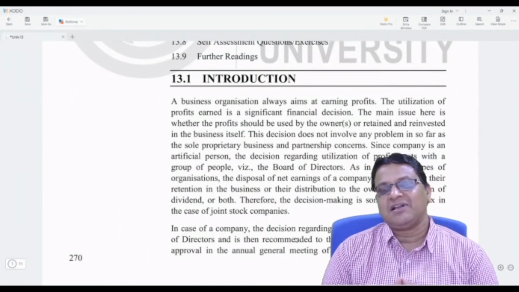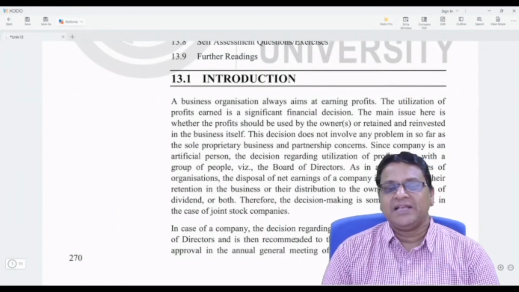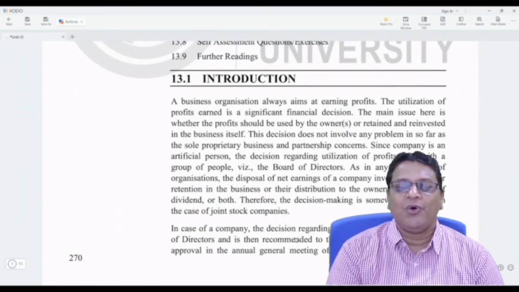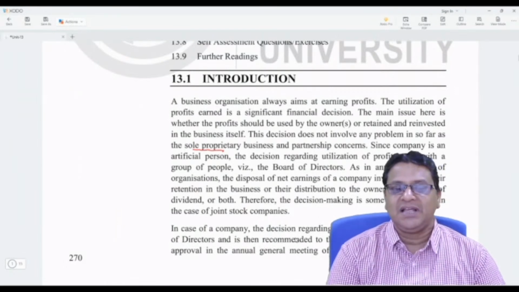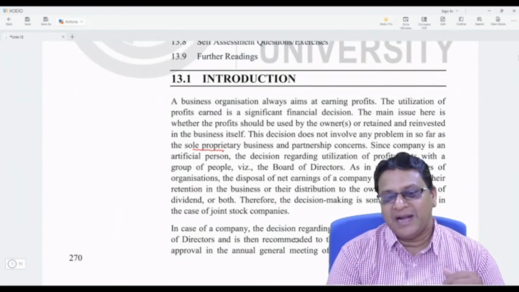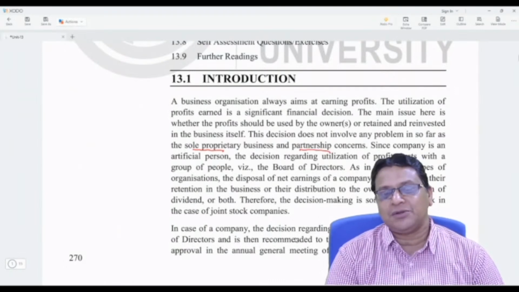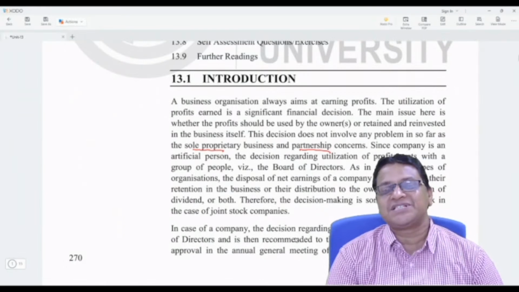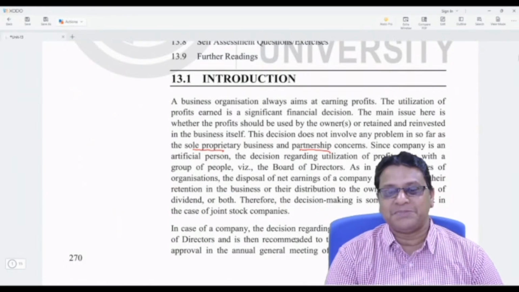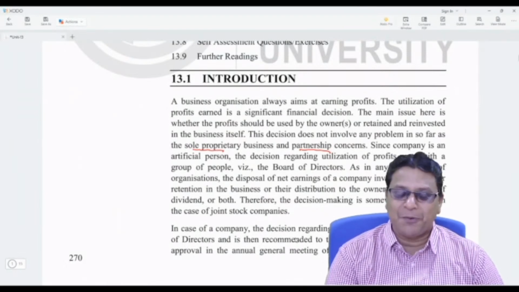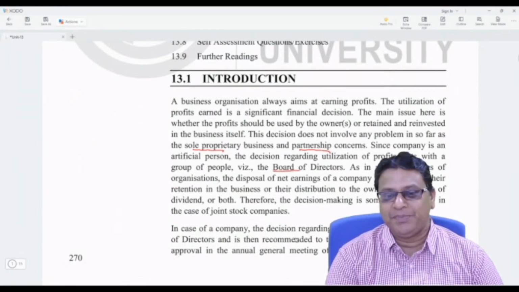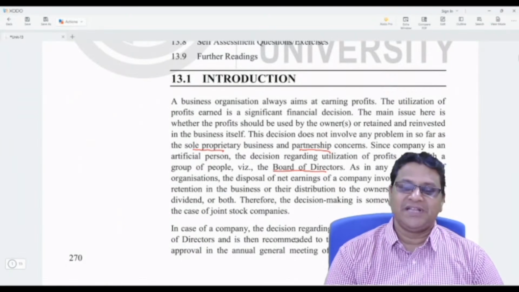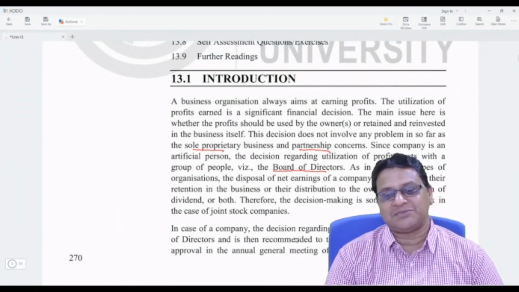Friends, this decision is not so problematic in partnership business or sole tradership business, because in case of sole tradership business, the owner is the manager, he is the decision maker, and in case of partnership business, the partners are the owners as well as the managers and the decision makers. But in case of company form of business, there is a separation of ownership and management. The company is owned by shareholders, but the company is managed by the BOD or board of directors. There is a separation of ownership and management.